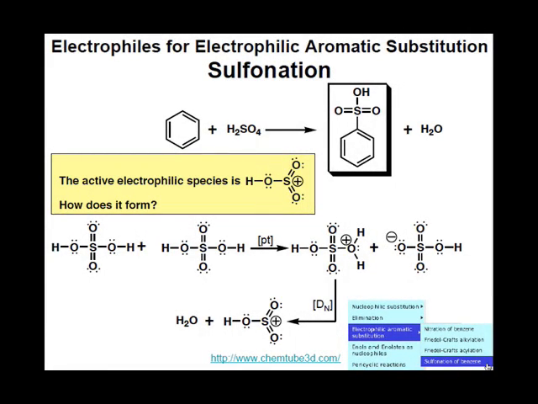Aromatic sulfonic acids are valuable intermediates in the preparation of dyes and pharmaceuticals. The sulfa drug, sulfanilamide, was one of the first useful antibiotics. Drugs such as these are prepared using aromatic sulfonation as the key step.